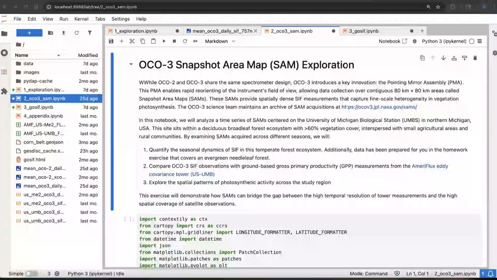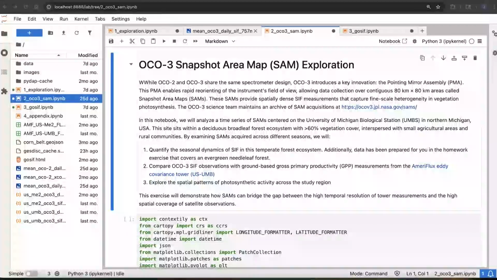With our Jupyter environment open, we'll want to make sure that we're looking at the notebook exercise 2, OCO-3 Snapshot Area Map, as you can see on my screen. So now that we have that out of the way, what is SAM mode?